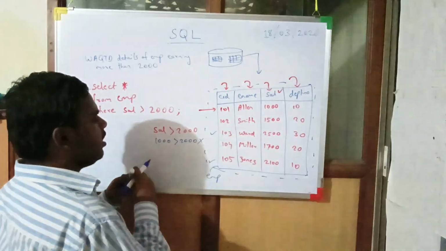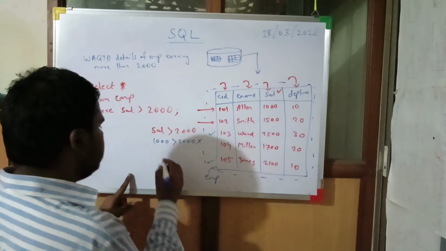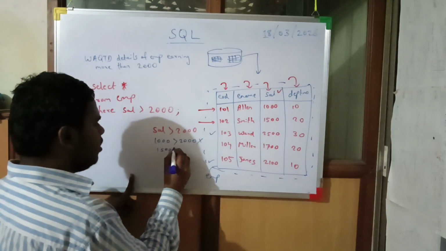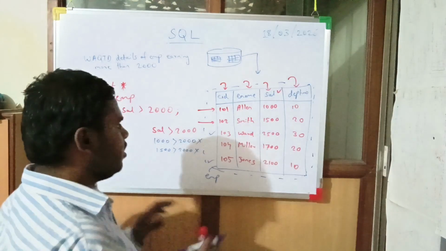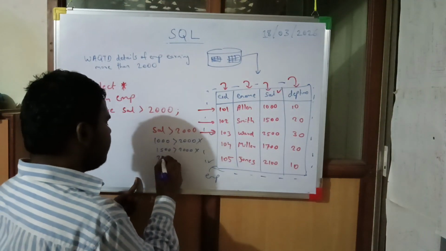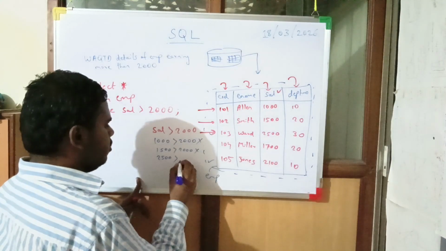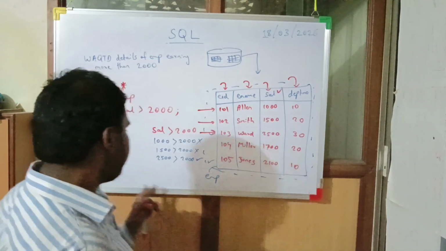Similarly, we check the next row. Is 1500 greater than 2000? No. So the second row is also rejected. Then the third row: is 2500 greater than 2000? Yes. So the third record will get selected.